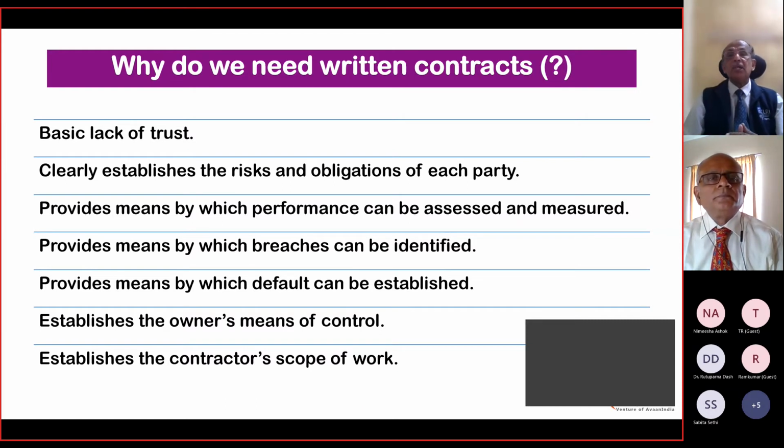A contract provides means by which performance can be assessed and measured, means by which breaches can be identified, and means by which default can be established. It establishes the owner's means of control and the contractor's scope of work. So you can understand a contract is an essential document. Everything has to be written in black and white, so there is no ambiguity.